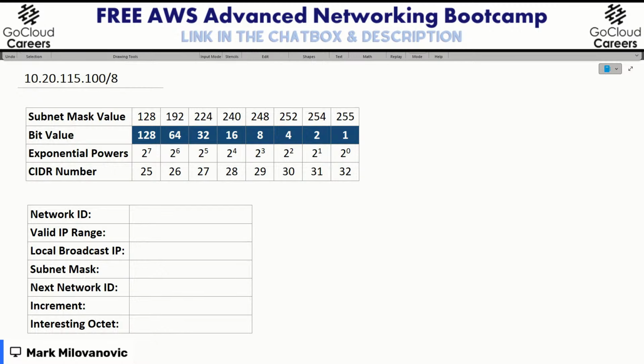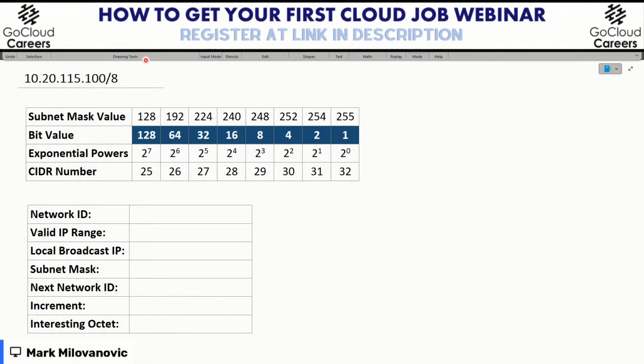The number we're starting off with to do our calculation: somebody subnetted this network, and we were given a /8. We'll have to figure out what this /8 means and how it can help us figure out the rest of our range, but it is right there. So we want to figure out all these different values using this chart.